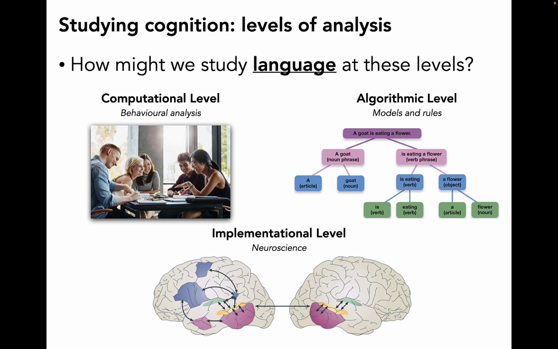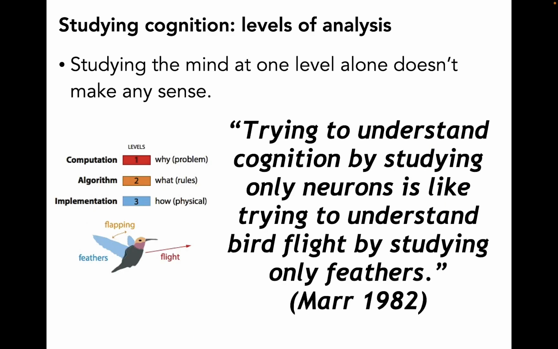So again, I'm going through this because in this course, this is how we're going to tackle all of the different cognitive processes that make up a mind. Okay, we're going to talk about perception at the computational level, at the algorithmic level, and at the implementational level. We're going to talk about attention at the computational level, the algorithmic level, and the implementational level, and so on. Why is this important? Why do we do this?